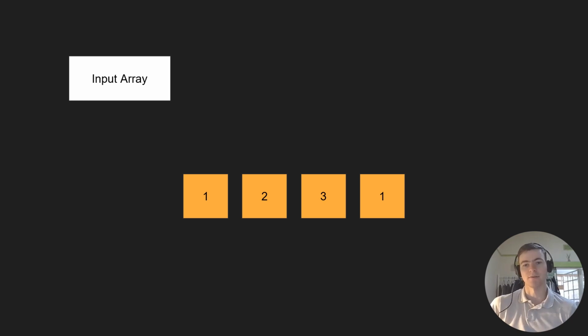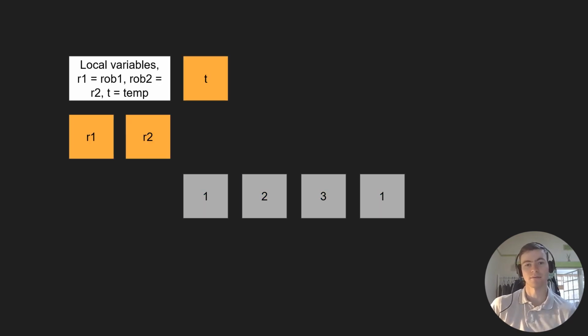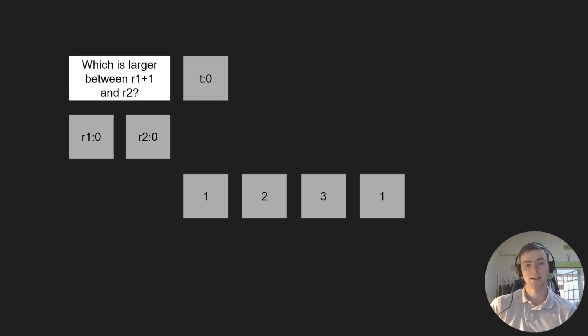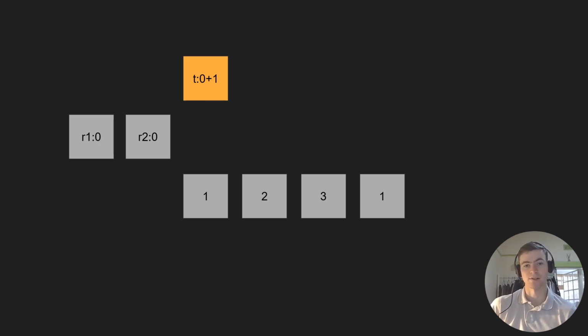So we're going to start with the input array 1, 2, 3, 1, and we're going to start with three local variables, R1, R2, and T. We're going to initialize these variables to 0, and in a loop we're going to check: does R1 plus the current number being 1 come out larger, or is R2 larger? In this case, it's R1 plus 1, as that is 0 plus 1, which is larger than R2, which is 0. So that's what we set to T.